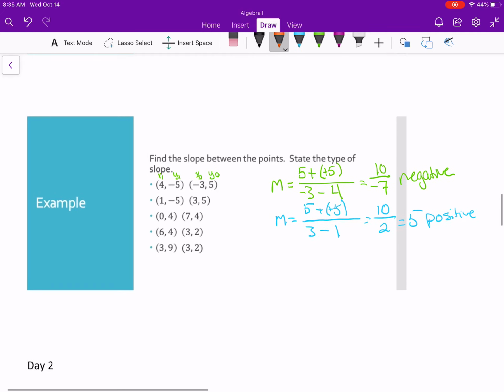Let's try that third one. So y2 is 4 minus y1, which is 4. x2 is 7 minus x1, which is 0. We get 0 over 7. 0 divided by any number is just 0. So we have 0 slope. Notice that when we have 0 slope, our y values are the same.